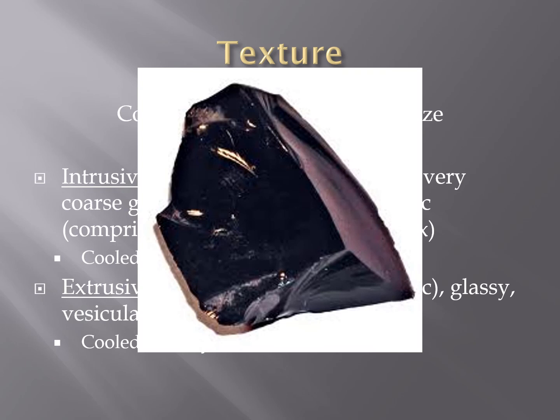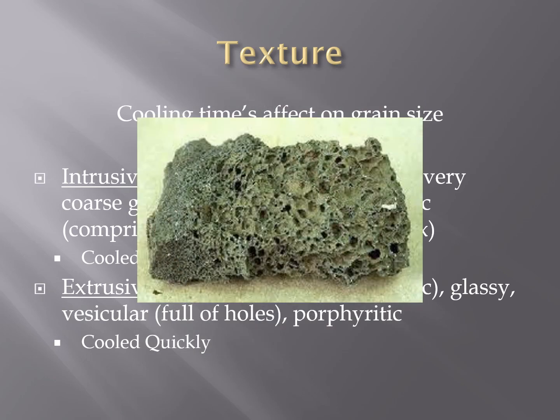So it could be glassy in texture. So we have here an example of obsidian, volcanic glass. It can be vesicular or full of holes. So it looks like a bit of scoria.